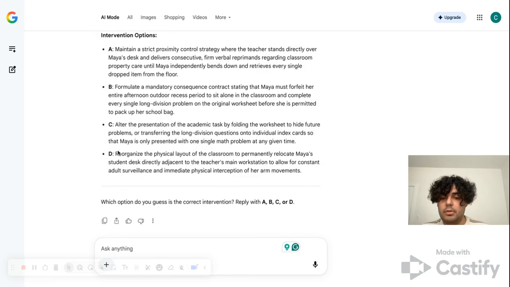Let's go over D, and then we'll reply with the correct answer. So D is reorganize the physical layout of the classroom to permanently relocate Maya's student desk directly adjacent to the teacher's main workstation to allow for constant adult surveillance and immediate physical interception of her arm movements. So let's just talk about this last part, constant adult surveillance and immediate physical interception of her arm movements.